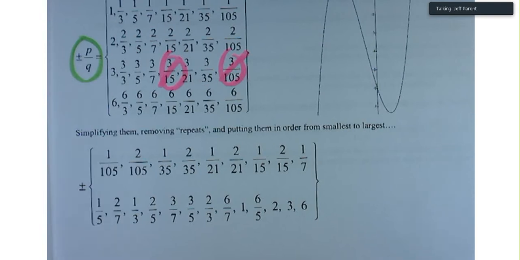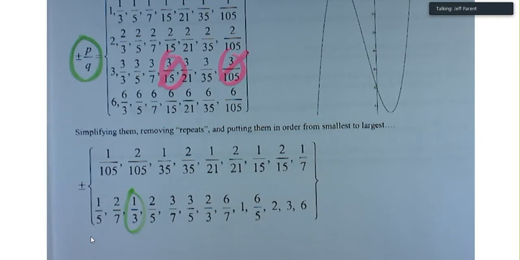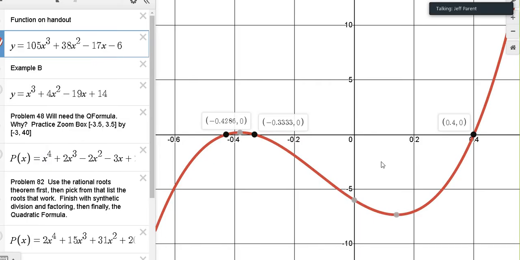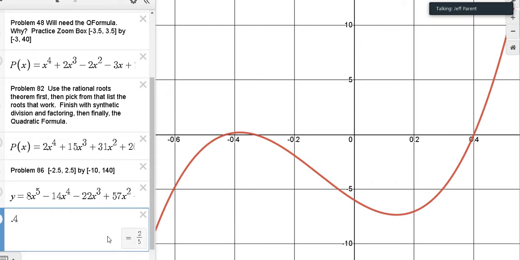Now, let's take a look at where this graph actually crosses the x-axis and see if we can't guess a couple of these. So, in fact, I think we did guess a couple of these. One of them looked like it was at 1/3. And does anyone recognize the decimal value or as a fraction for 0.4? Well, it's 2/5. Good. Now, if you're unsure, you could type in 0.4 on Desmos and then click the answer to fraction button, and it says, oh yeah, 2/5. I got you. So, not bad.